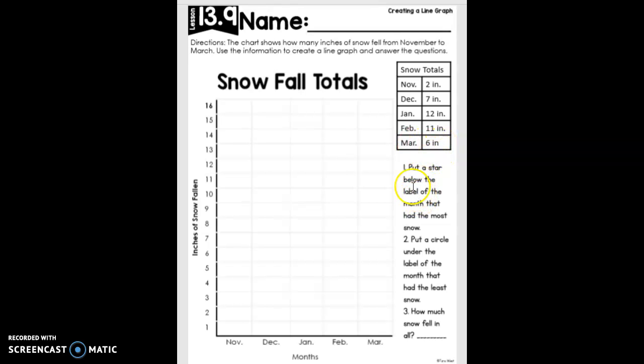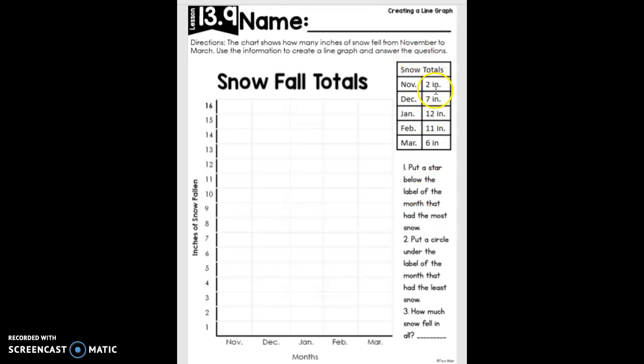Okay, so we're going to look at number 1. Number 1 says put a star below the label of the month that had the most snow. Well, we didn't make our line graph yet, so we don't really know. So first, you have to make your line graph.